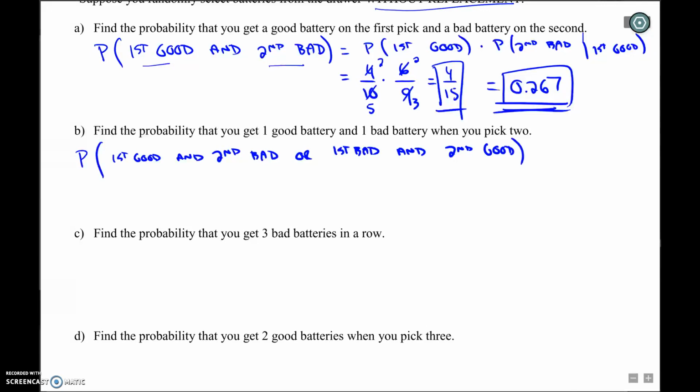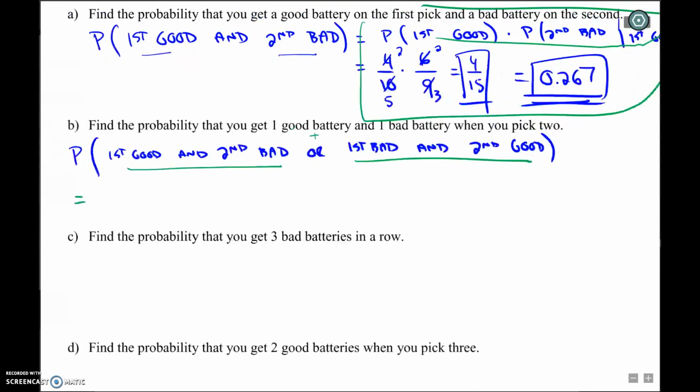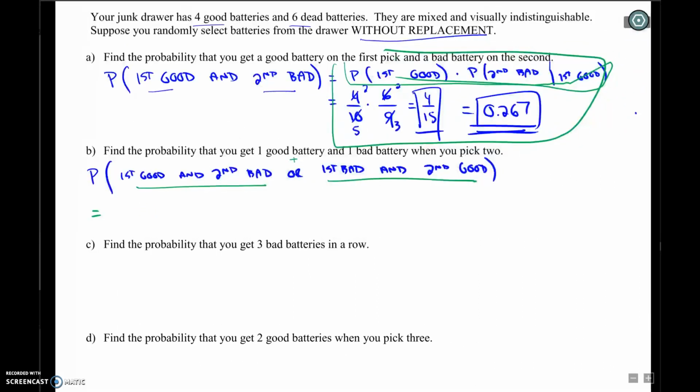So this is kind of a complex problem. This is basically what I calculated right here. And then this is another "and" problem, and I combine them by using an "or" problem. Remember, an "or" problem is an addition rule. And in this case, these are mutually exclusive events. If the first one's good and the second one's bad, that's mutually exclusive to the first one being bad and the second one being good. They can't happen together. So I don't really need to break it down quite like this. Let's just use the multiplication rule in conjunction with the addition rule.